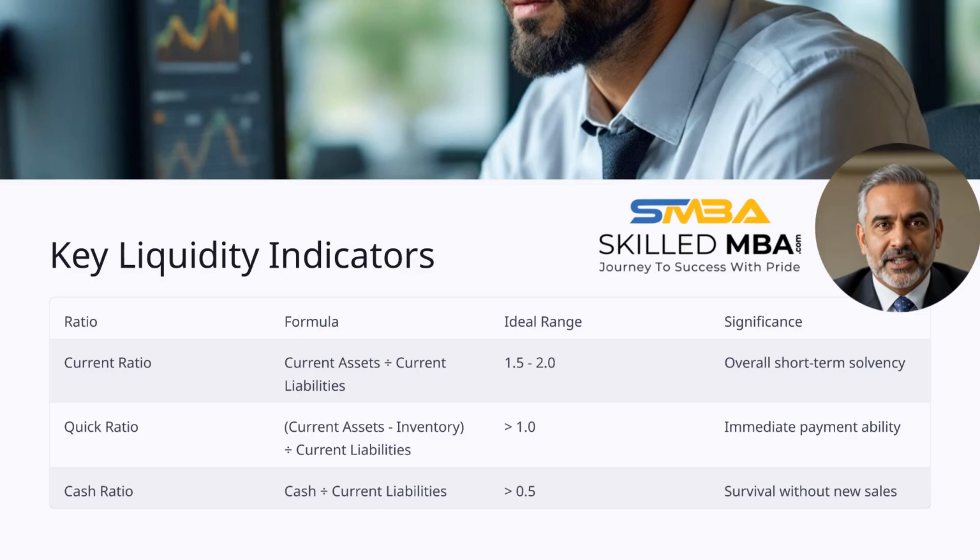Key liquidity indicators include the current ratio, quick ratio, and cash ratio. The current ratio, ideally between 1.5 and 2.0, assesses short-term solvency. The quick ratio, over 1.0, evaluates immediate payment ability. The cash ratio, above 0.5, measures survival without new sales. These ratios are crucial for financial health analysis.